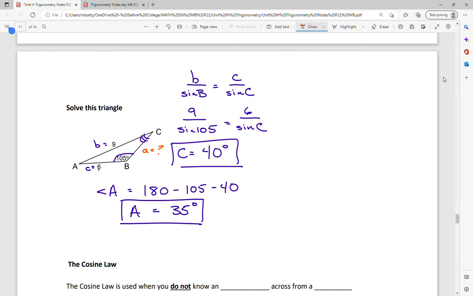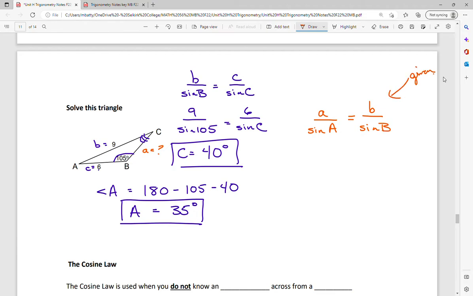So I'm going to use the sine law again. This time I'm going to say that side A is over the sine of 35. Or sorry, I'll write out the equation first. I got ahead of myself. A little easier for you to follow maybe. Is equal to, let's go back to what we were given, b over sine b, right? This is given to us.